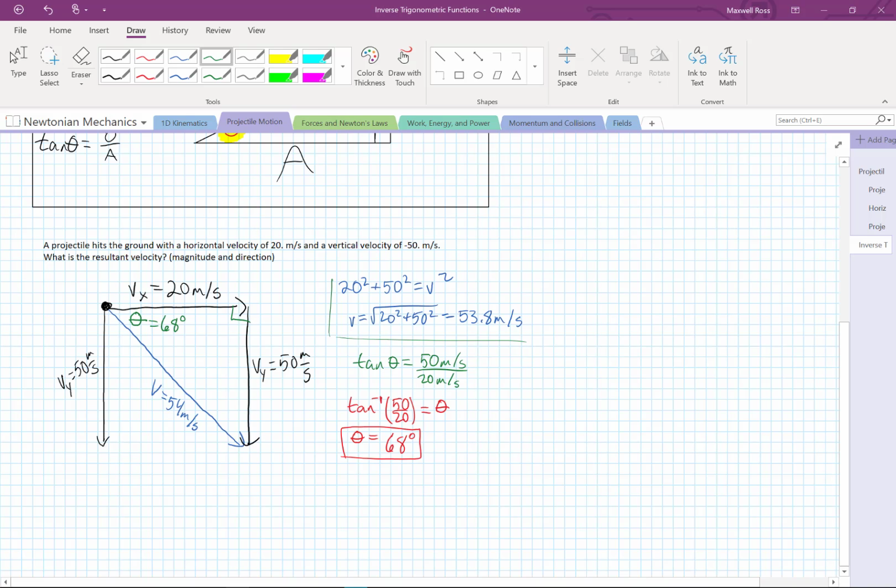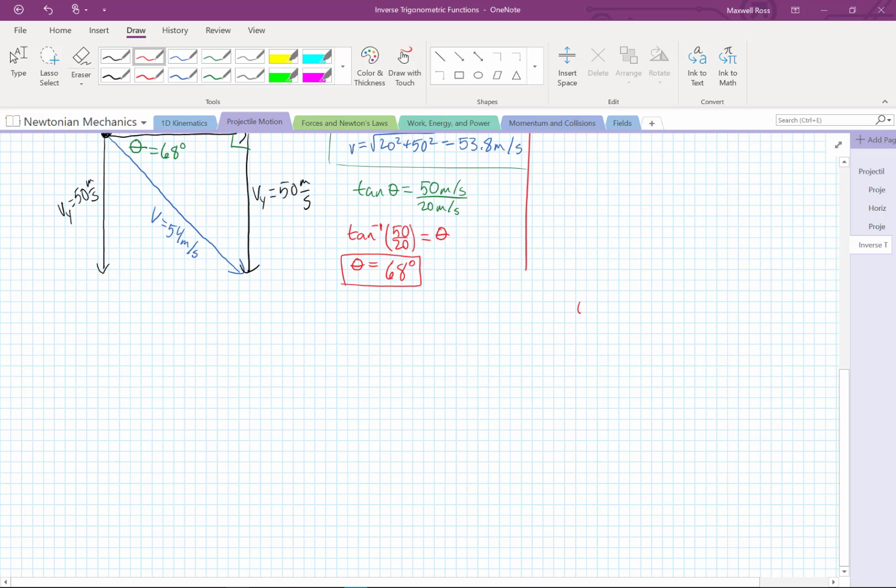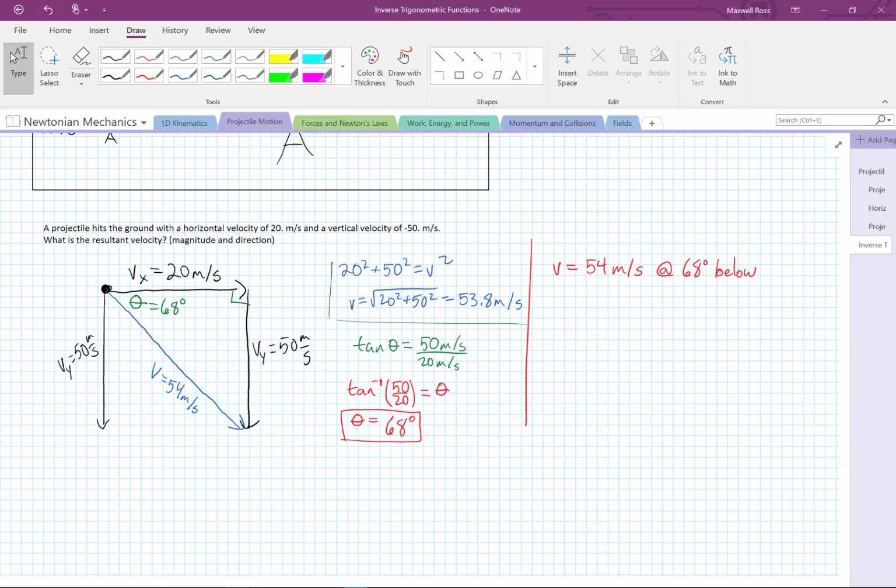And that's it. We have the direction of our vector, and we have the magnitude. Last thing I'm going to do is just write it out clearly. V equals 54 meters per second, and it's at an angle of 68 degrees below the horizontal. Because our vector, if we start at the horizontal and we rotate down 68 degrees, we get our vector.